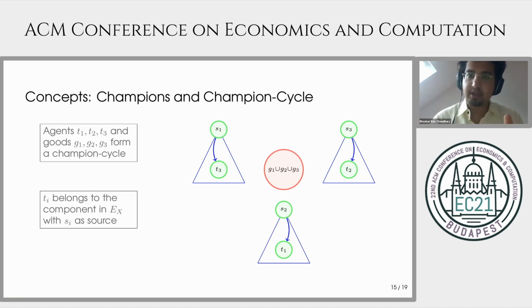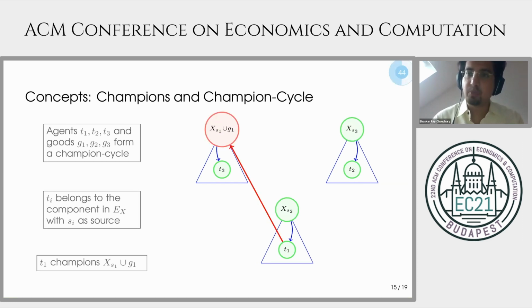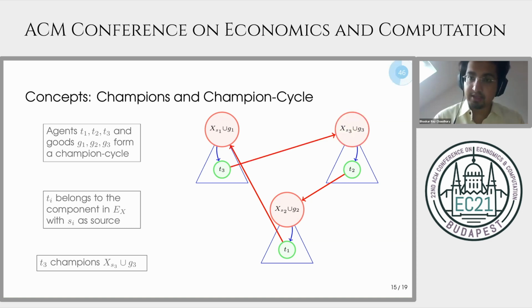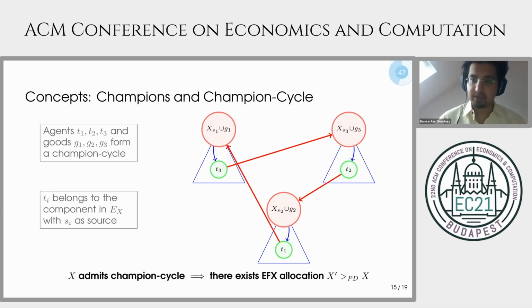If I want to allocate G1 to the source of the component where T3 is present, then T1 is the champion. So T1 is the champion for XS1 union G1. Similarly, if I want to allocate G2 to the source of T1, then T2 is the champion. And the same, if I want to allocate it to S3, then T3 is the champion. Then I say that we have a champion cycle. A known result is that if you have such a champion cycle, then there is a way in which we can find an EFX allocation which Pareto dominates the existing EFX allocation, where you can make this improvement in the welfare like I claimed.